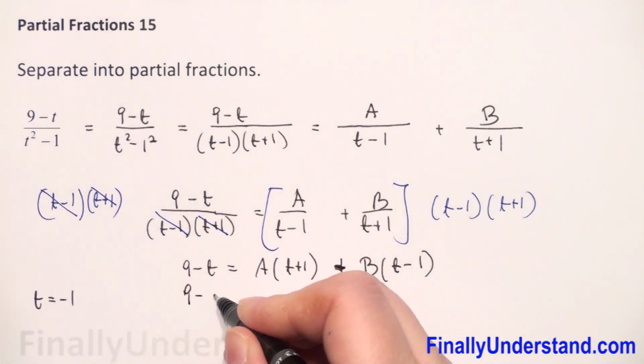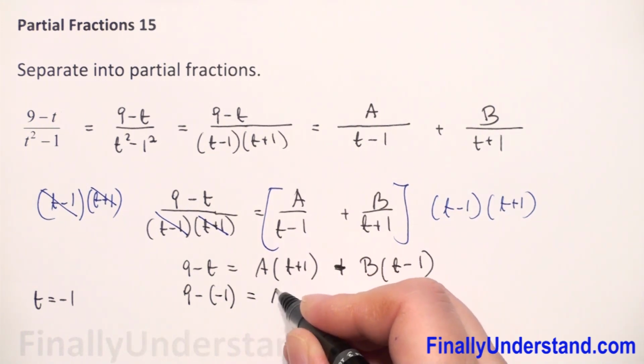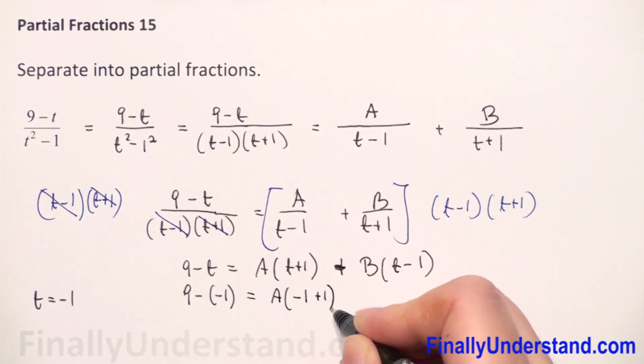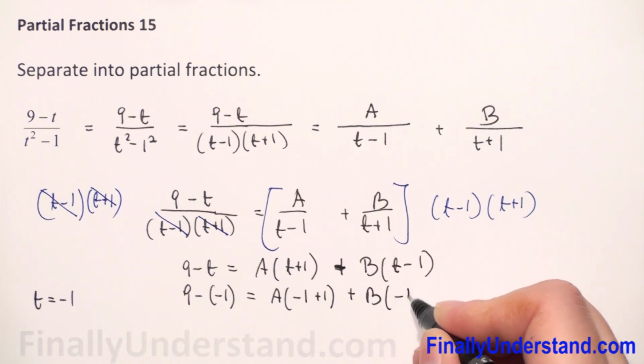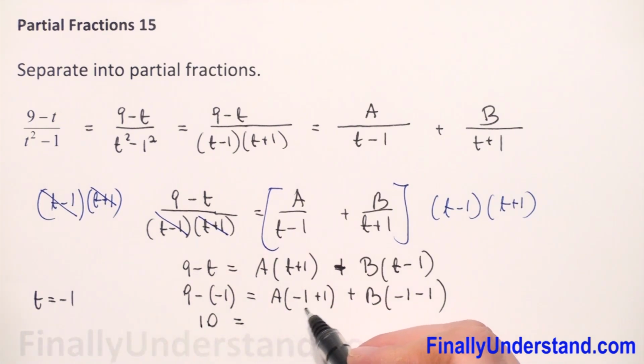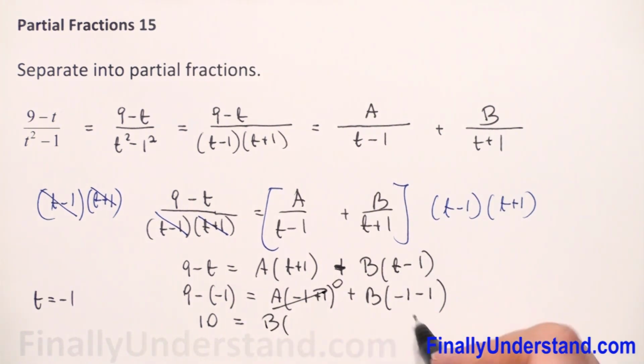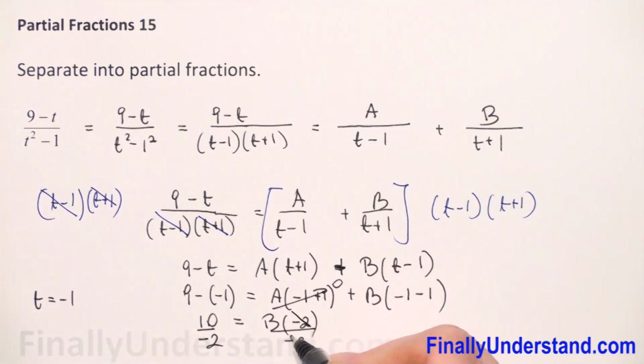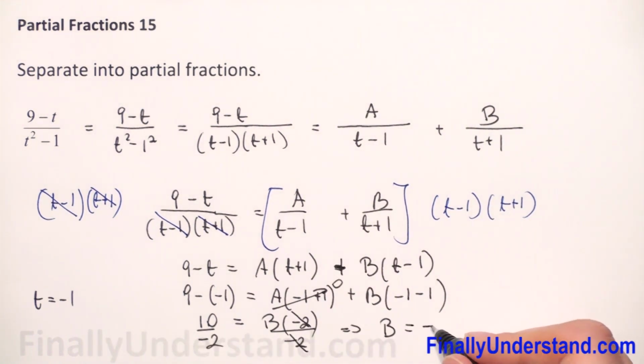So we have 9 minus negative 1. This is equal to a times negative 1 plus 1, plus b times negative 1 minus 1. Negative and negative give positive, so we have 10. This is equal to negative 1 plus 1, which gives 0, so we have only b and negative 2 in parentheses. Now we will divide both sides by negative 2. Negative 2 and negative 2 we can reduce, and we have that b is equal to 10 divided by negative 2, which is negative 5. So we have b.